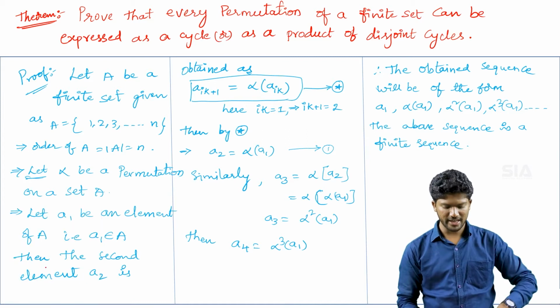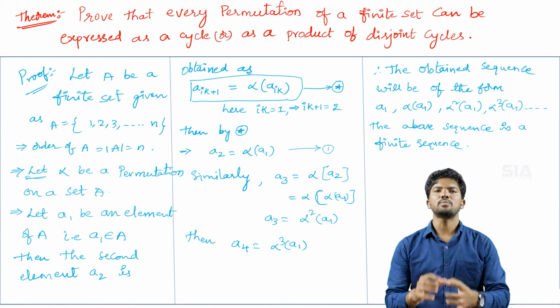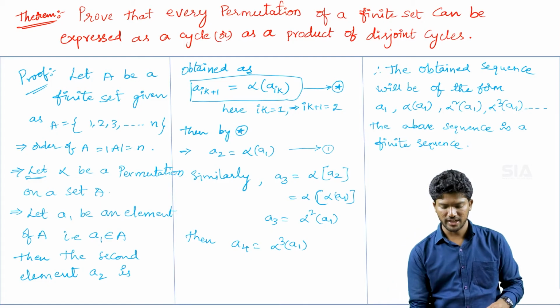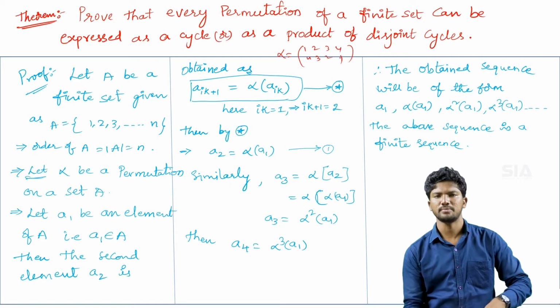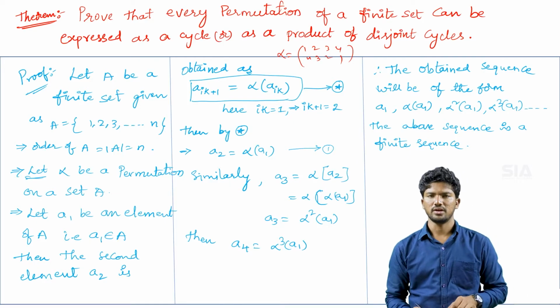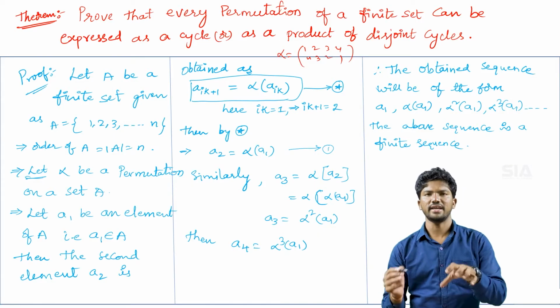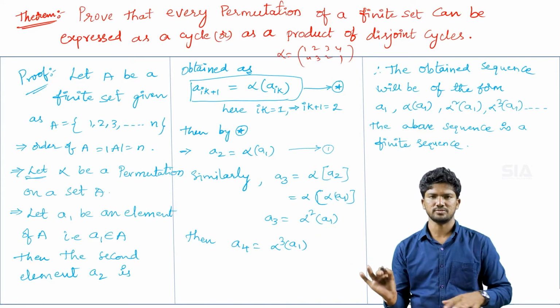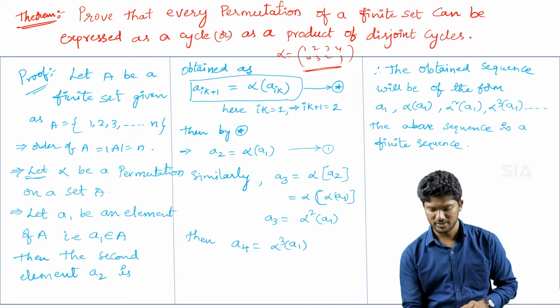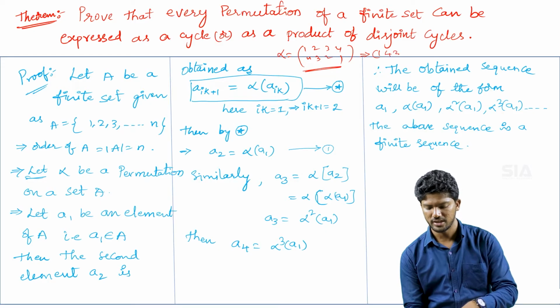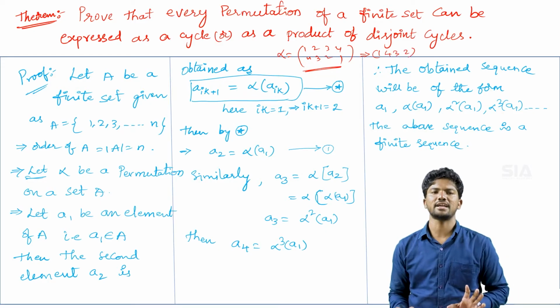In the statement, he is clearly mentioning that every permutation, basically, we can write in this format. For example, alpha is equal to (1 2 3 4 / 4 3 2 1). This is the permutation of degree 4. This permutation of a finite set, meaning 1 2 3 up to some small n, can be expressed as a cycle. This permutation can be expressed as a cycle, that means (1 4 3 2) in this format. This is the cycle representation.